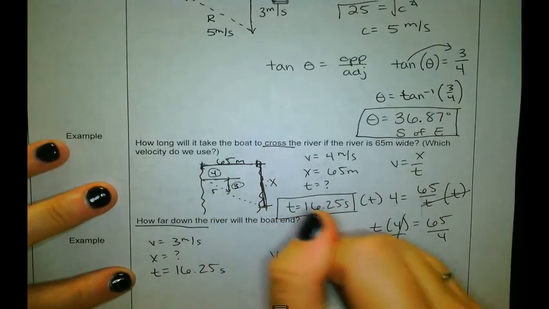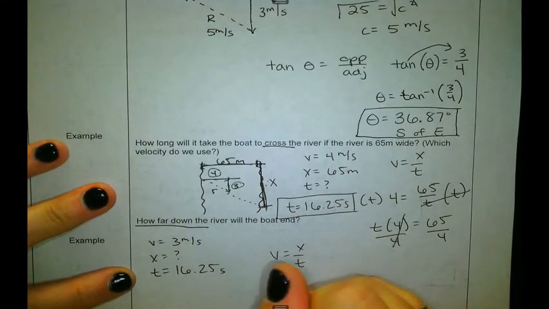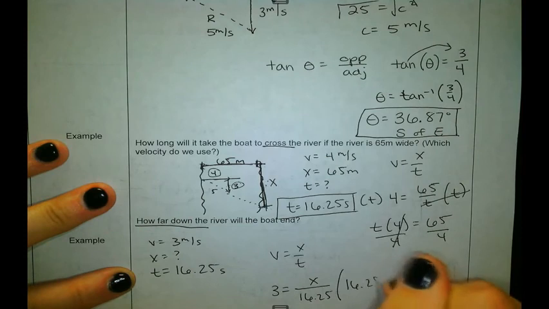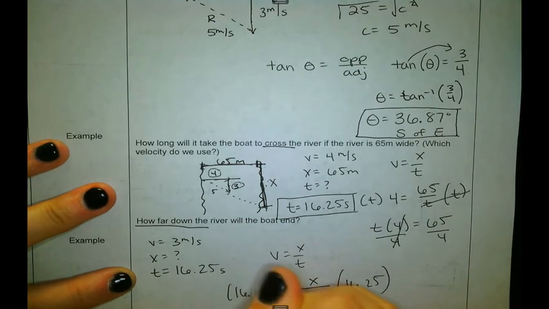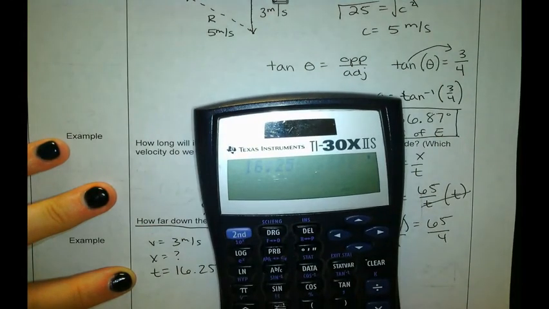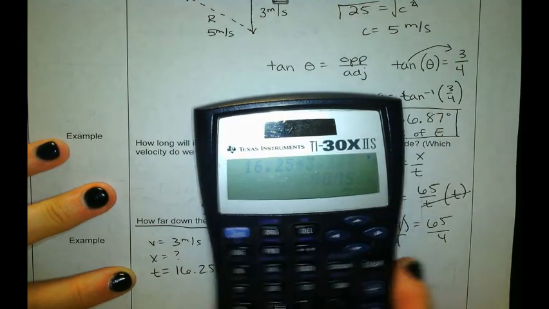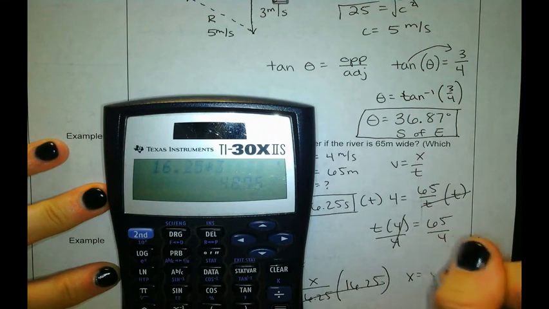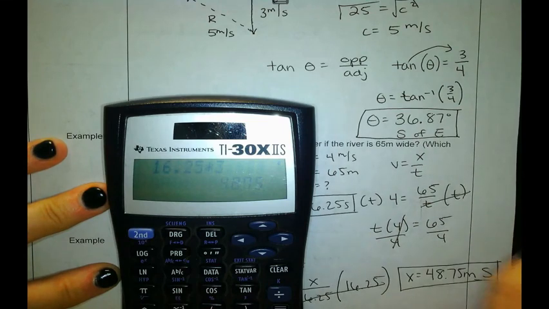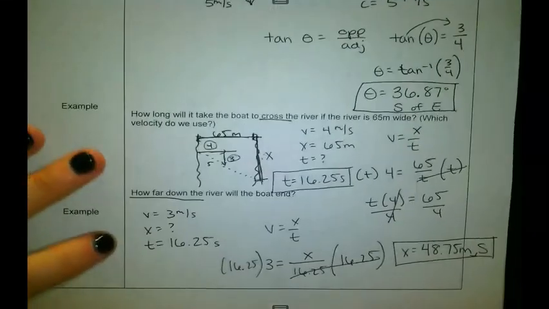So same formula. Velocity is 3. Time was 16.25. I'm solving for that displacement, and I times both sides by 16.25. 16.25 times 3. I will have traveled down the river 48.75 meters, and that is going to be just south. I just put an S there for south.